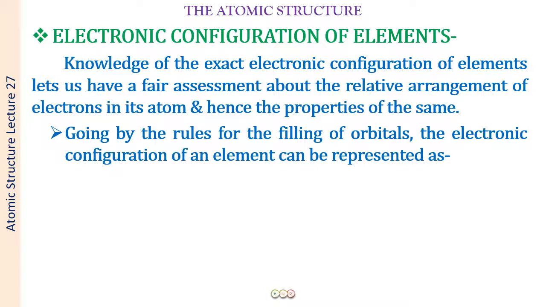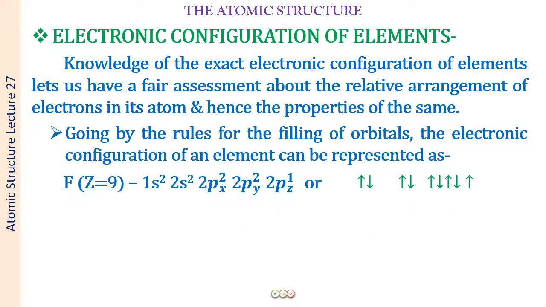And now, how will we write them? We will go by the rules for filling of the orbitals. For example, we have fluorine, which has atomic number 9. First, we start the filling of orbitals according to their increasing energies. The first orbital, which has the least energy, is the 1s orbital, and according to the Pauli's exclusion principle, we have to fill 2 electrons into it.